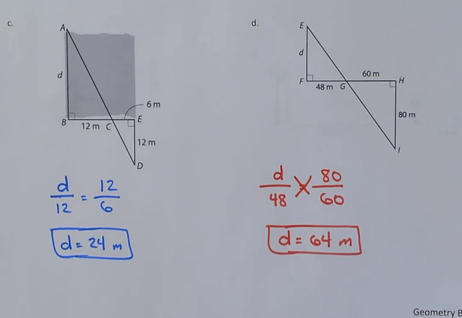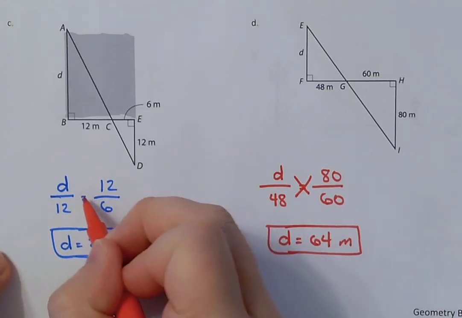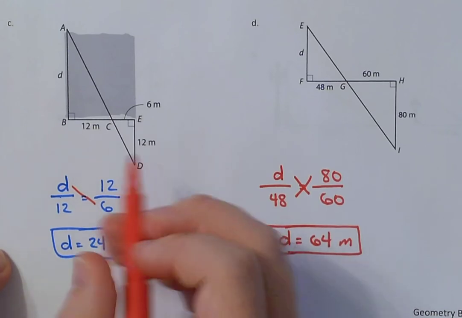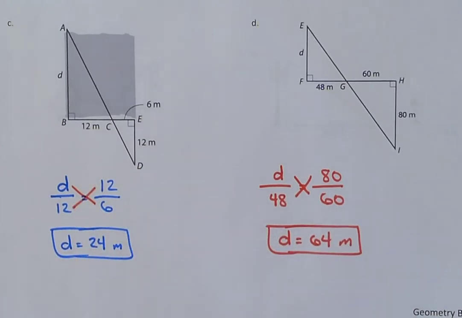Again, if you want to practice actually calculating these to make sure you're on the right track, you would just cross multiply. So d times 6, and then 12 times 12, and then you would just have to divide. And then d times 60, and 48 times 80, calculate, and then divide by 60 on the other side. So with that said, that is it for section 12.3 on using proportional relationships.